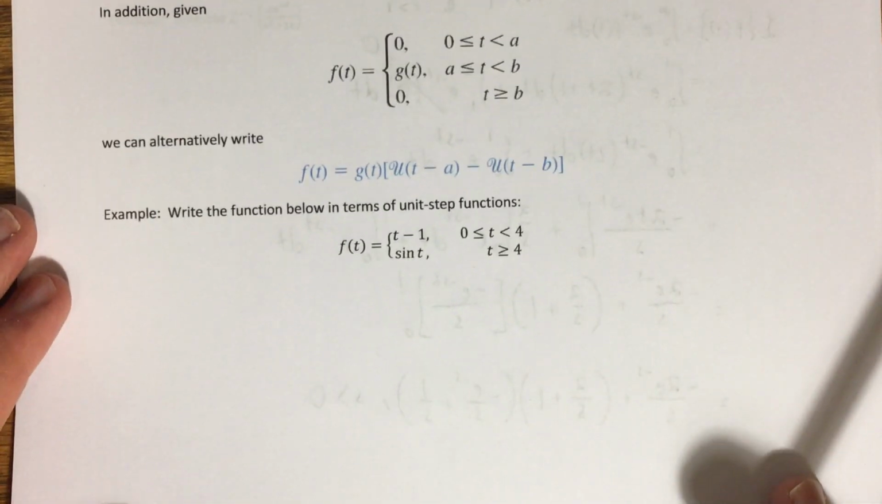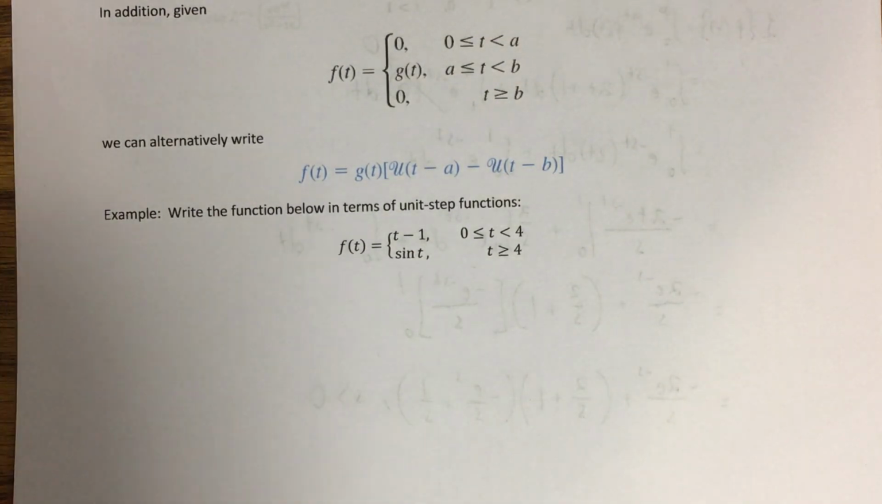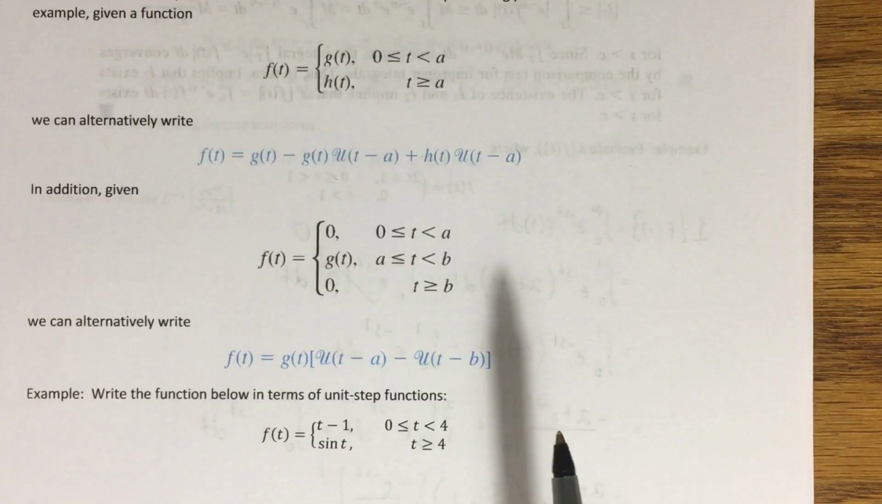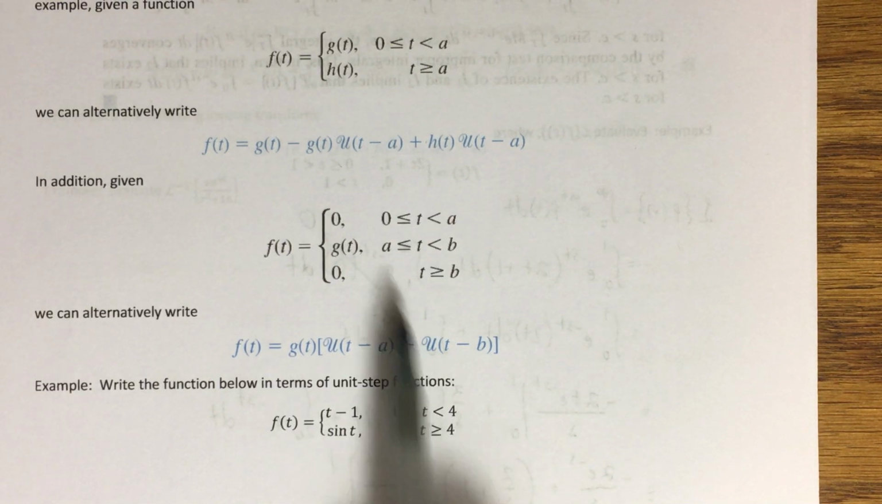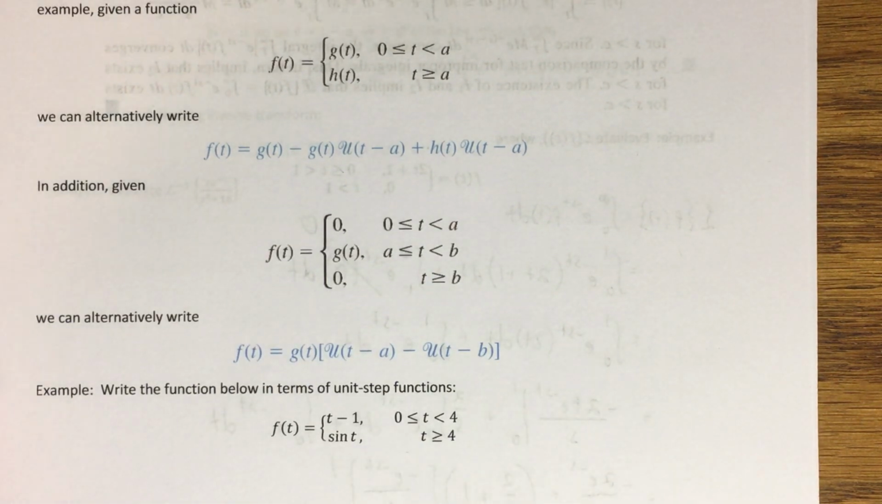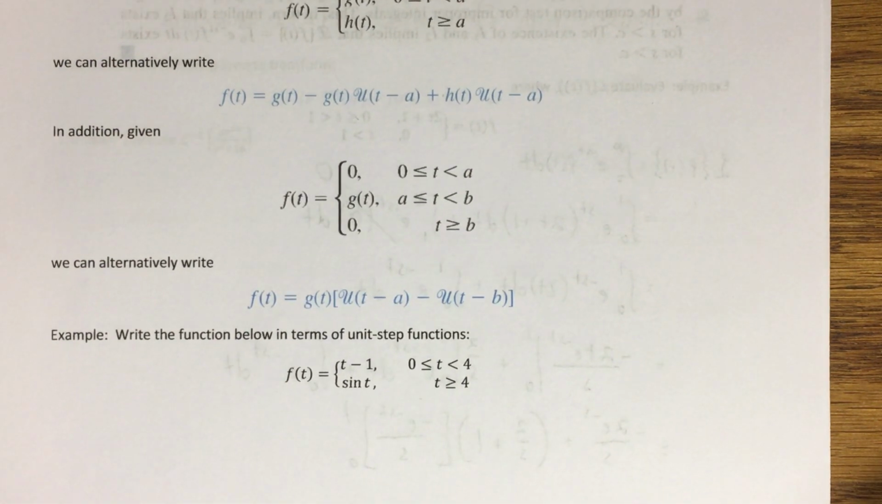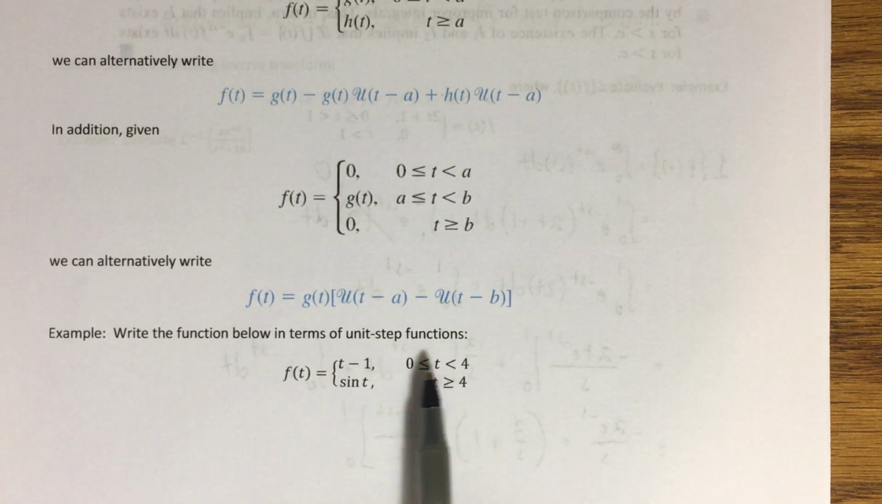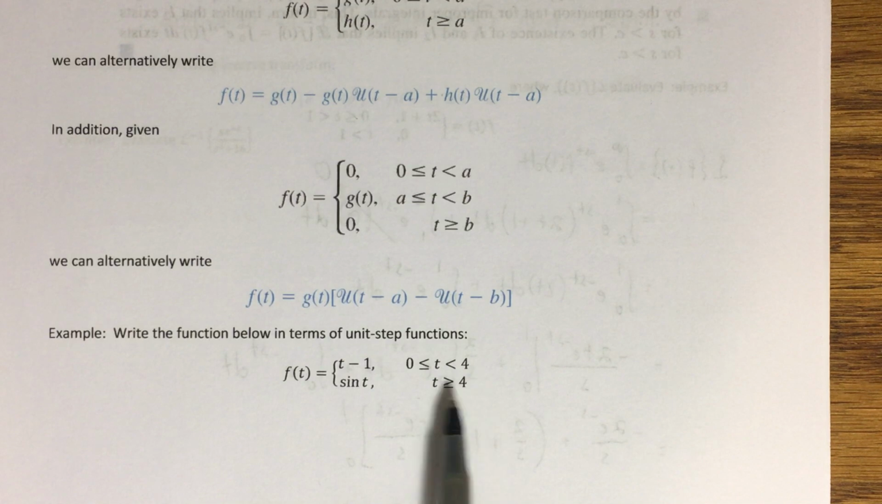Okay, let's practice converting piecewise functions into this alternative representation. And again, we're basically just going to be plugging things directly into either of these two little formulas based on what kind of a piecewise function we have. So here we have f of t equals t minus 1, where t is between 0 and 4, sine of t, where t is greater than or equal to 4.